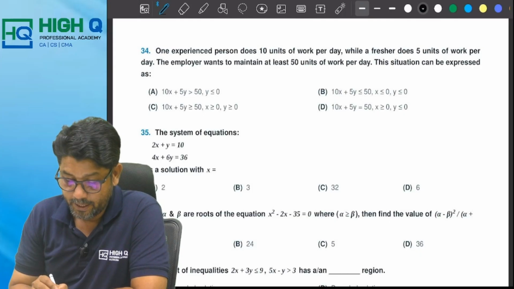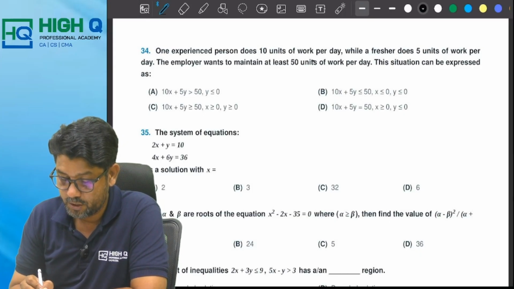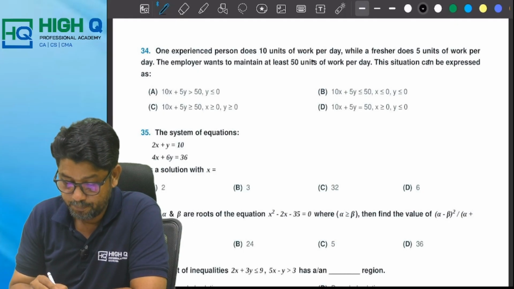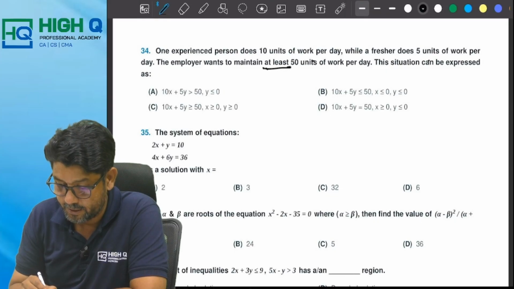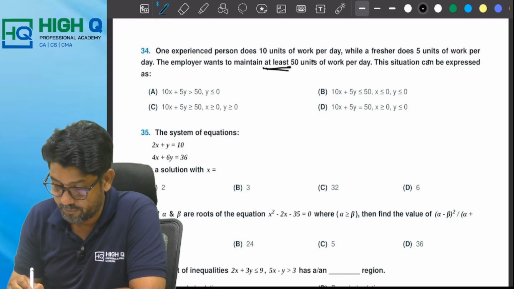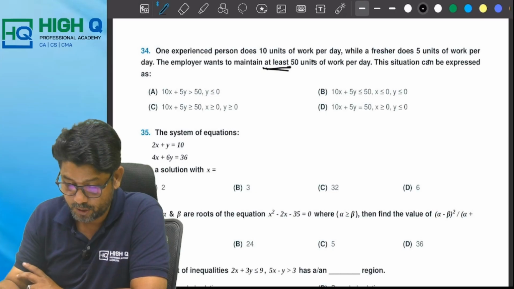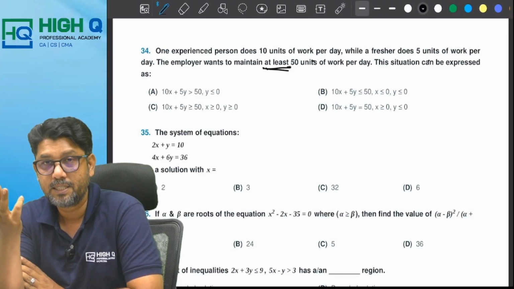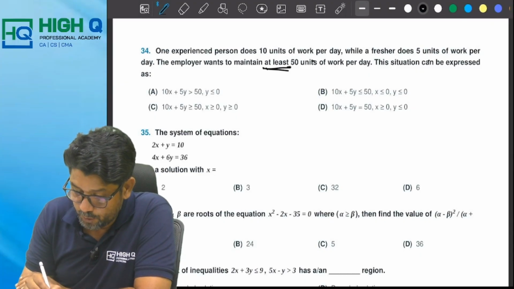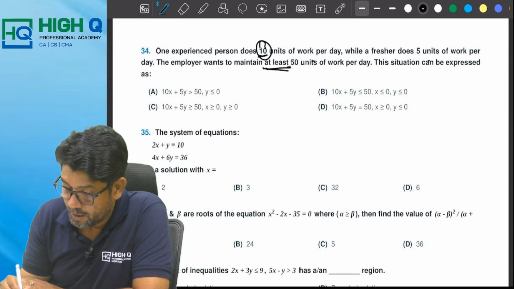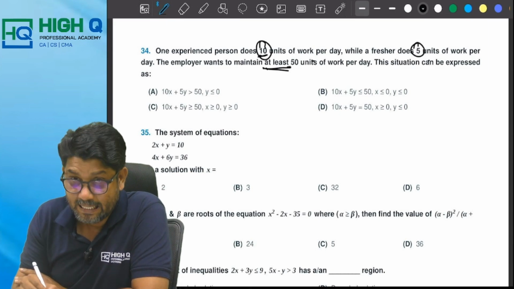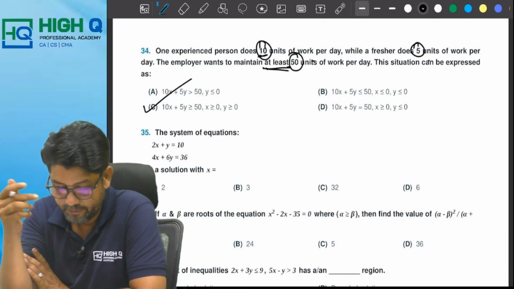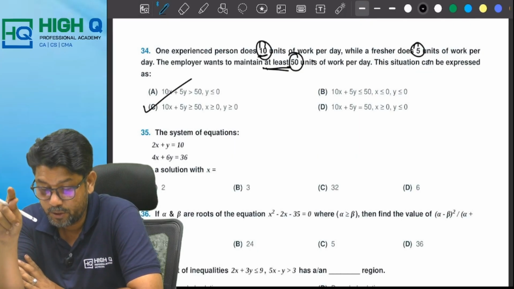Now, one experienced person does 10 units of work per day, while a fresher does 5 units of work per day. The employer wants to maintain at least minimum 50 units of work per day. Let us assume experienced person as x, fresher as y. So my inequality is going to be 10x plus 5y, since at least means minimum, more than or equal to 50. 10x plus 5y more than or equal to 50.